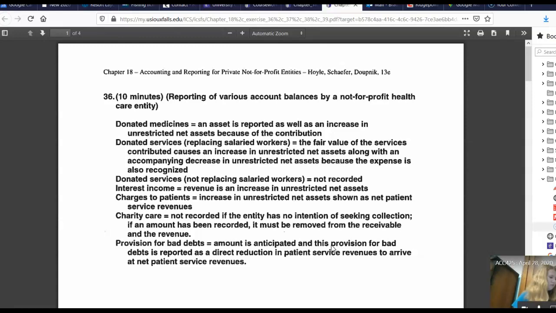If you did not intend to ever collect. And then provision for bad debts. The amount is anticipated, and then we record this as a direct reduction to the revenue, as you would expect. And we'll see an example of that in another problem. Does that make sense? So the big thing for 36, of course, if it's donated medicine, we record that.